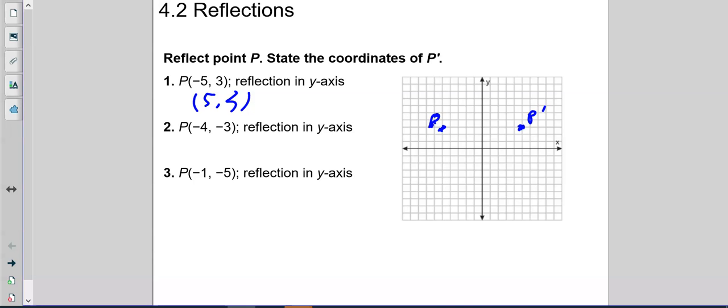All right, next one. (-4, -3). So 1, 2, 3, 4 left, and down 3, 1, 2, 3. Okay. Over the y-axis again, just count from here. 1, 2, 3, 4. So I'm just going to go 1, 2, 3, 4. I got a little off there. All right, so there's my P prime, and that's going to be at (4, -3).